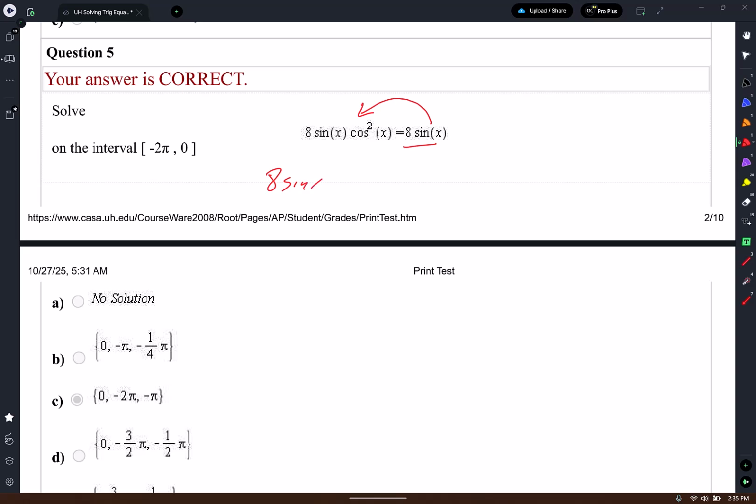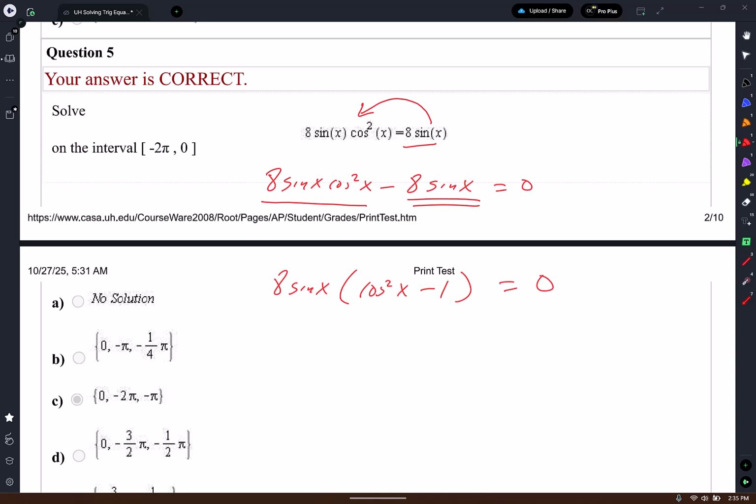8 sine x cosine squared x minus 8 sine x equals 0. Can we do that? What can I factor out? The sine x and the 8. 8 sine x, there it is factored out, giant parenthesis, cosine squared x minus 1, close it, equals 0.